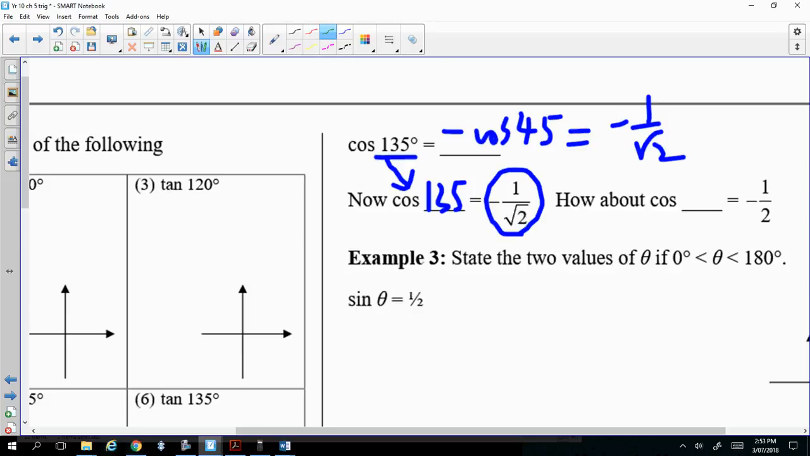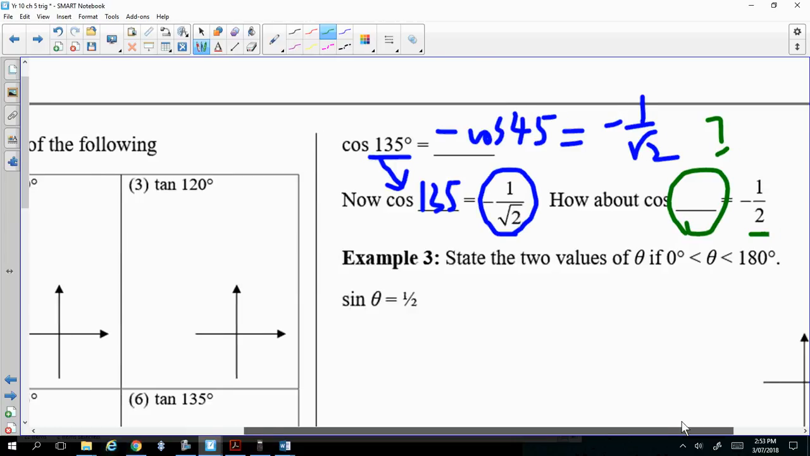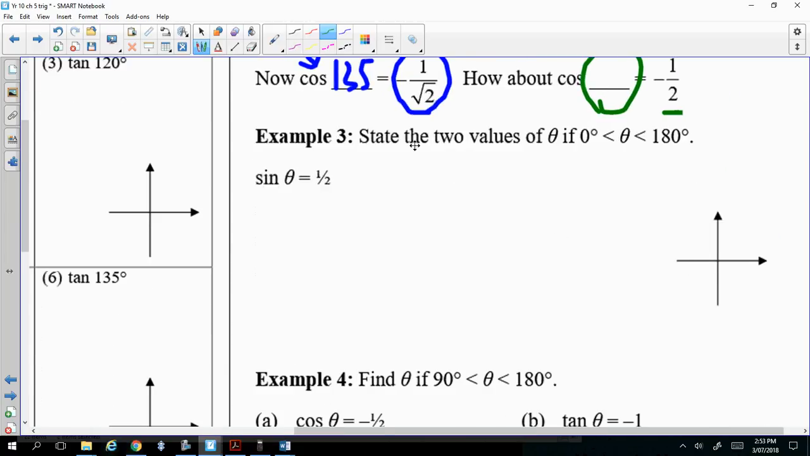So let's look at the first question. State two values of theta if theta is between 0 and 180. We're going to work that out. That's what we're going to do.